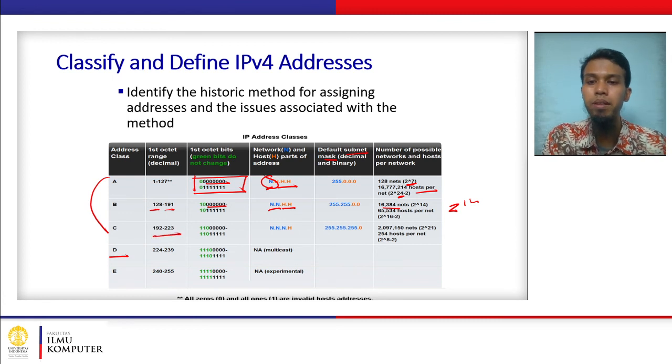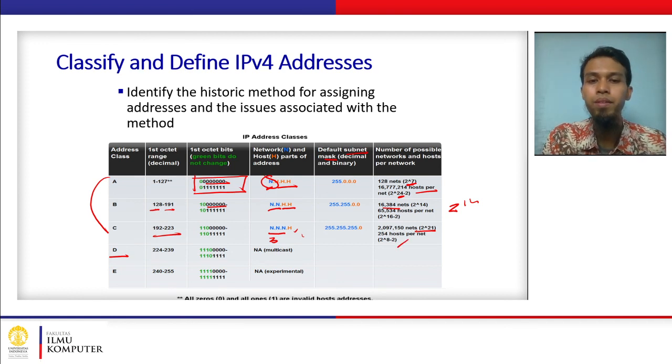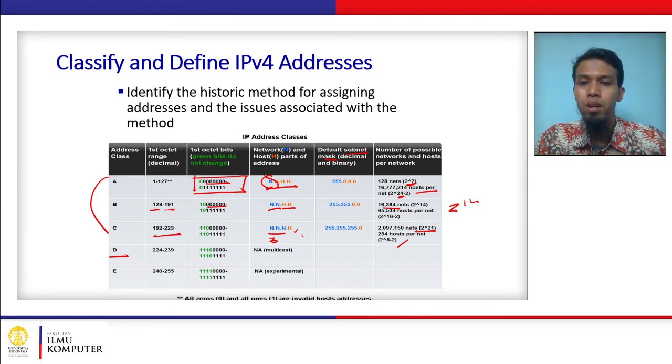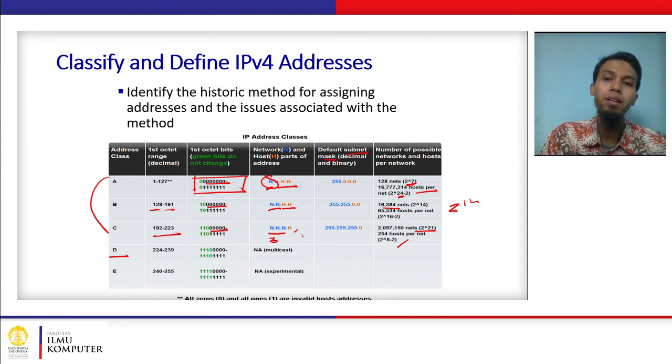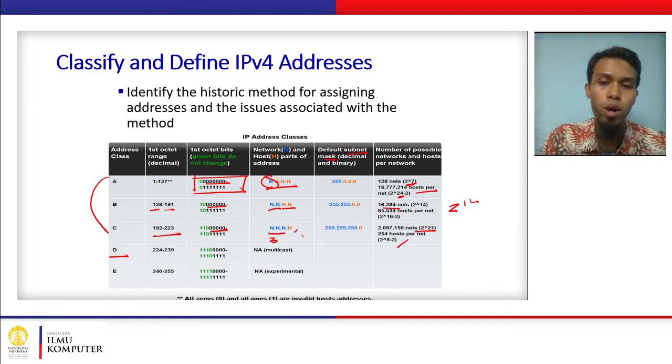Lastly, the class C IP address starts from 192 up to 223. In the network part of class C, it takes 3 octets, and the host part is only 1 octet. So we can have more networks in class C, but in each network we can only have about 254 hosts. This is the most common one that we find in practice. In the first octet we use only 5 bits, and the next 2 octets have 16 bits, so we have 2 to the power of 21 networks.